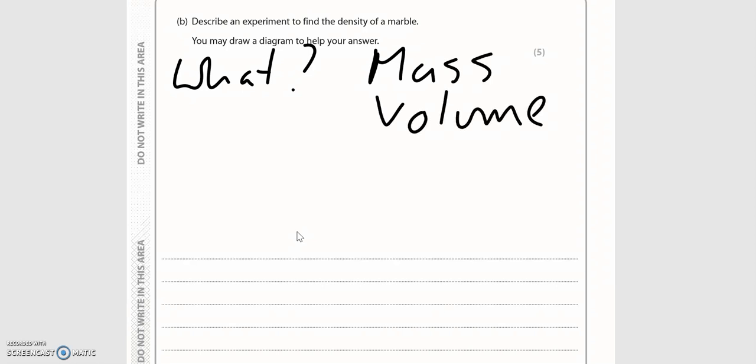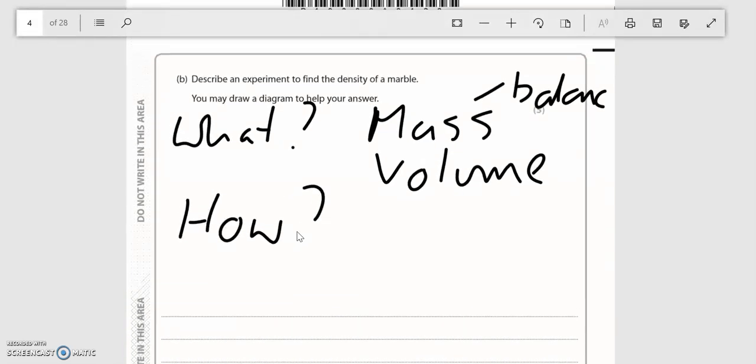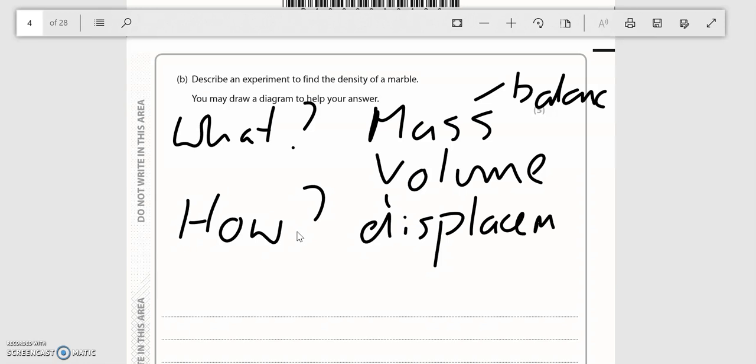The next thing that you should include in this kind of question is how you will measure each of those things. For mass, you will use a balance, and for volume, you've got a couple of different ways. The best way for this is the displacement method, which is where you put the marble in water and see how much water it displaces, and you measure the amount of water using a measuring cylinder.